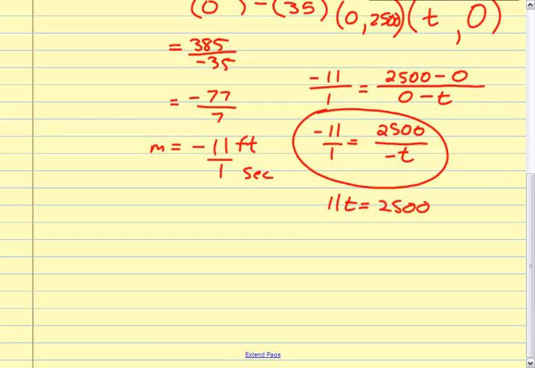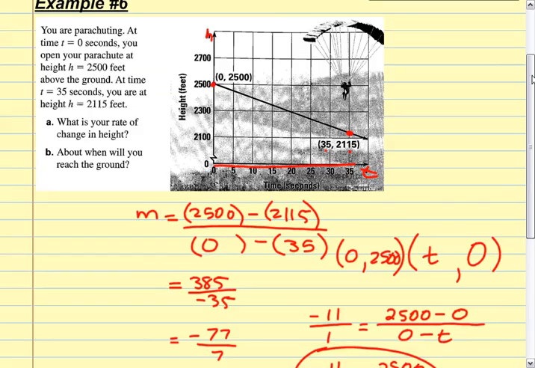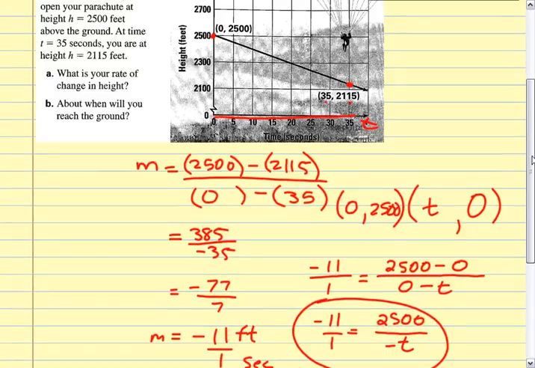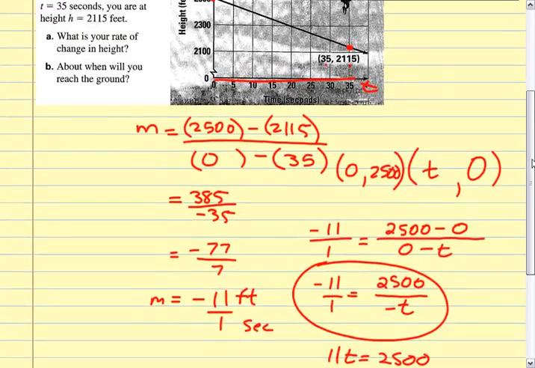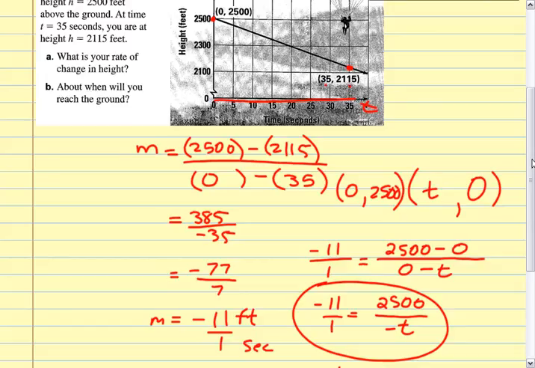Remember, we were talking about the rate of change, right? You were parachuting out of an airplane, hopefully. I don't know what else you'd be parachuting out of. Okay? And you were dropping, we figured out, 11 feet per second. Then the next question they asked us was about when will you reach the ground? And this problem is like the example that we had done before, example 5, right, Sarah?